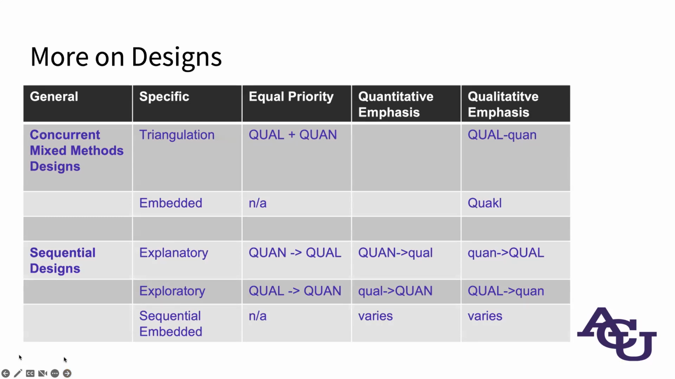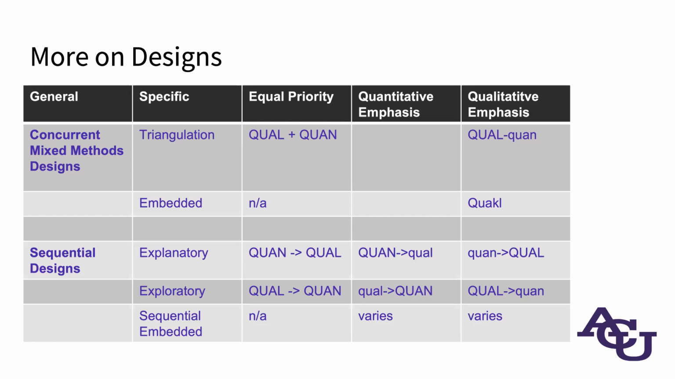Some more stuff on designs. Again, don't focus on this. This is just showing you that for certain types, some subtypes of mixed methods research, you will be weighting the evidence differently. So triangulation, you're looking at, say, what do qualitative and quantitative research show us together, which is why they're both in all caps and they're in the equal priority column.